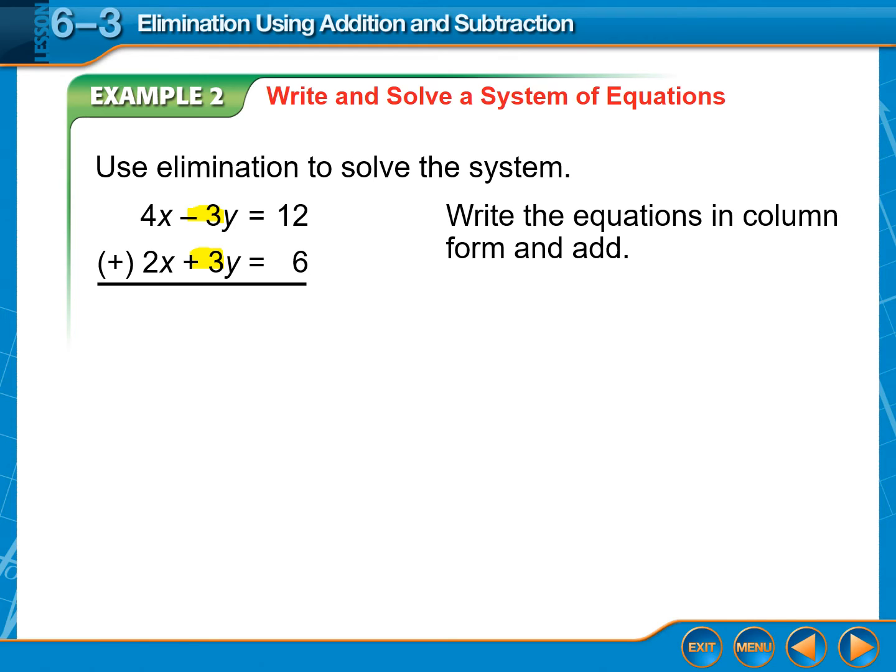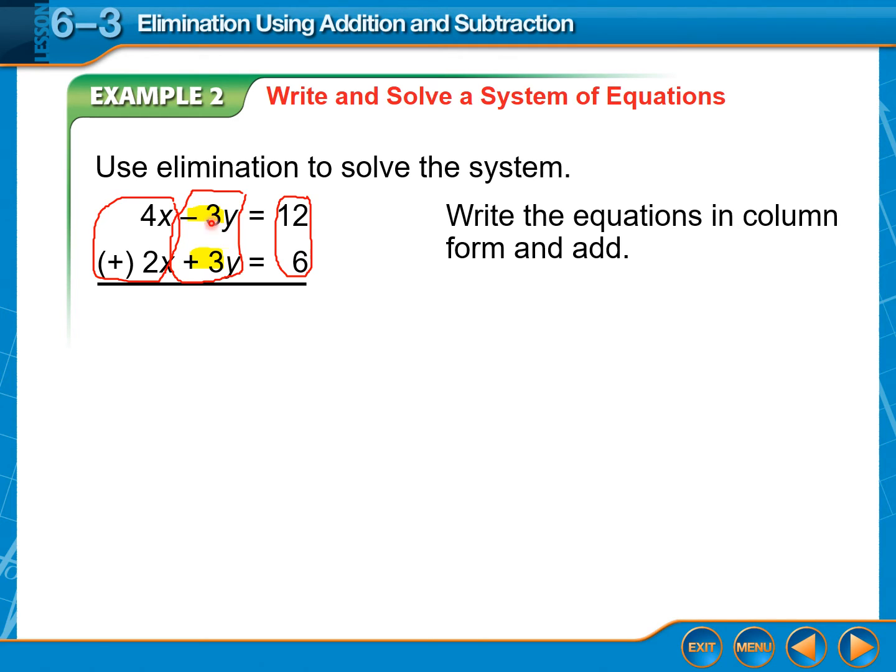So we're going to add the system of equations together. So that means we're going to add 4x and 2x. We're going to add negative 3y and positive 3y. And we're going to add 12 and 6. So what does that give us? Well, if I add 4x and 2x, that gives me 6x.